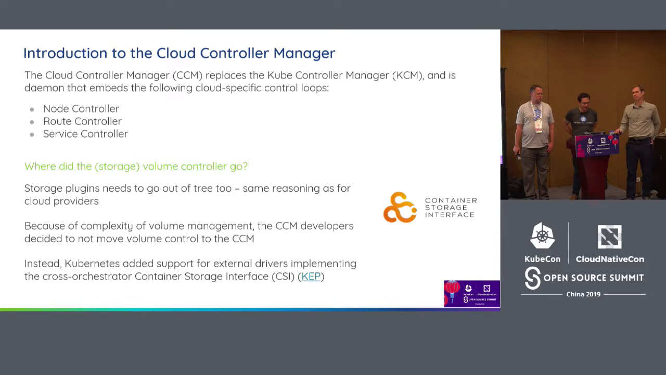Because of this, Kubernetes moved to an architecture called the container storage interface. Unlike the cloud provider, the container storage interface is cross container orchestrator. It is an industry standard that supports not just Kubernetes, but Apache Mesos, Cloud Foundry, Docker, and potentially other orchestrators. It starts with a vendor implementing a CSI plugin, and then Kubernetes has a new interface to use the external storage plugin.